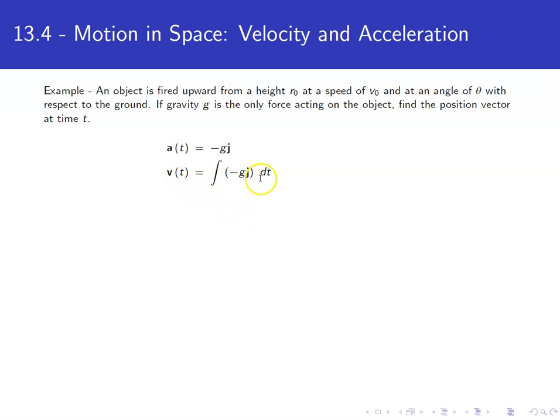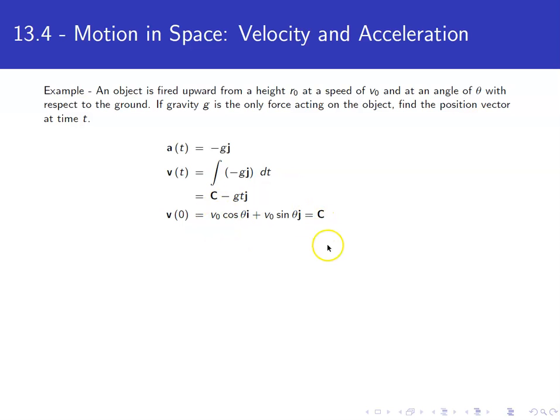So we'll take an antiderivative of our acceleration. That's an easy antiderivative to take. That would just be negative g t times j. We have some constant vector, since we're doing an indefinite integral here. However, we're told that the initial speed is v0 and the initial angle is theta. So we should be able to figure out what the velocity vector is at time 0.